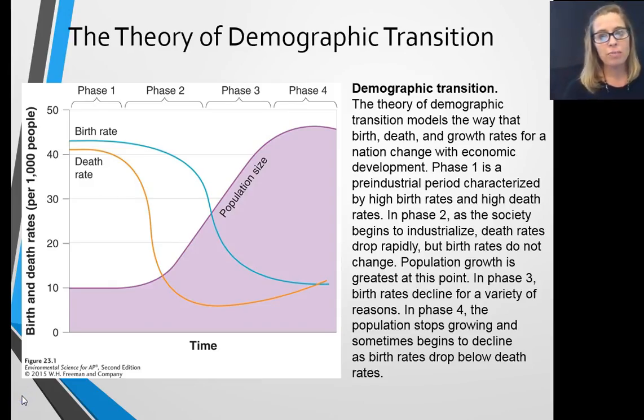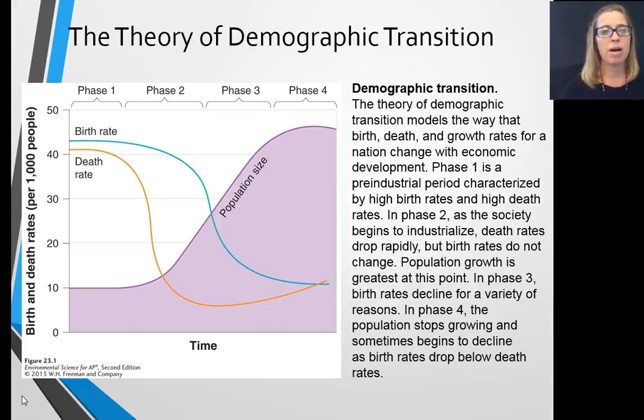The theory of demographic transition pretty much states that the phases through which the human population goes have shown a predictable pattern. Using those patterns, we can make some projections about specific countries, where they're at in the demographic transition, and what's going to happen in their futures.